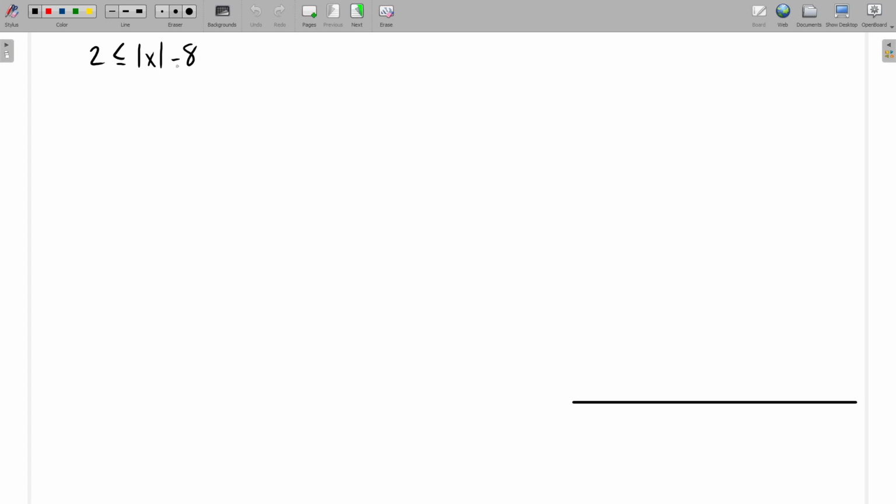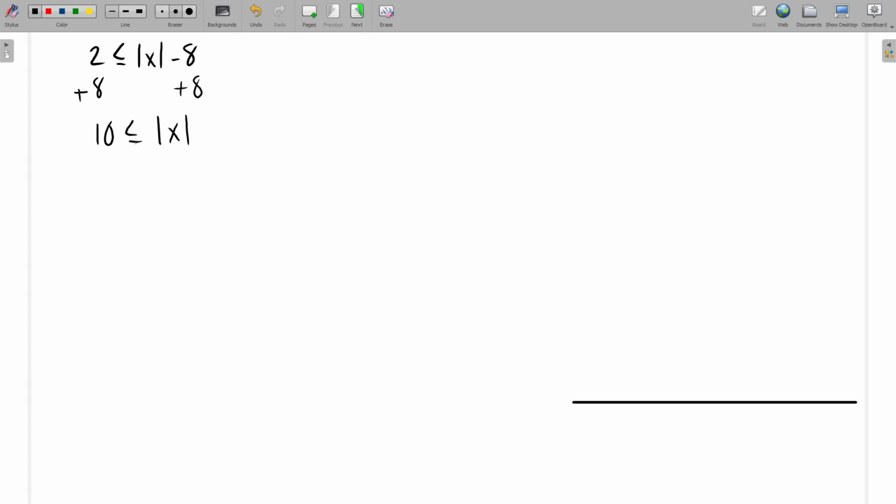Now we want to solve these just like we did when we solved it with an equal sign, and then we'll look at how it changes with having an absolute value and an inequality together. So I want to isolate the absolute value onto one side of the inequality, so I need to move this -8 to the other side. We do this by adding 8 to both sides, and we have 10 is less than or equal to the absolute value of x.